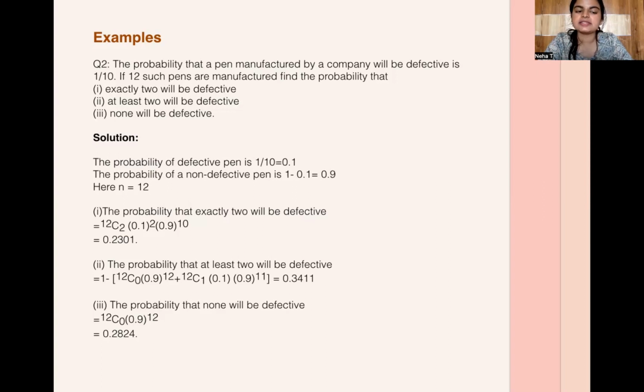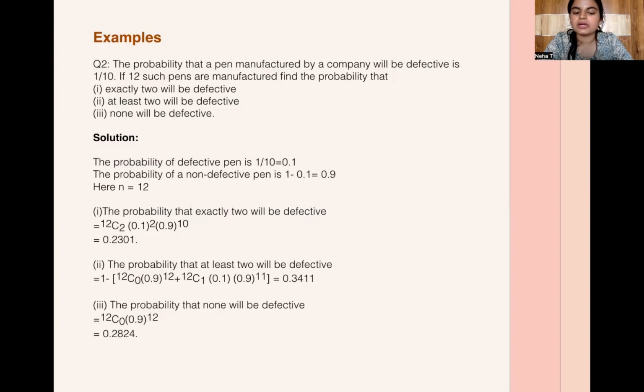First one, exactly 2 will be defective. We'll use the equation again. We'll take x equal to 2 in that case, and if we solve it, we'll get 0.2301. At least 2 will be defective. For at least 2, we'll take 1 minus P of x equals 0 plus P of x equals 1. This is what we'll take.